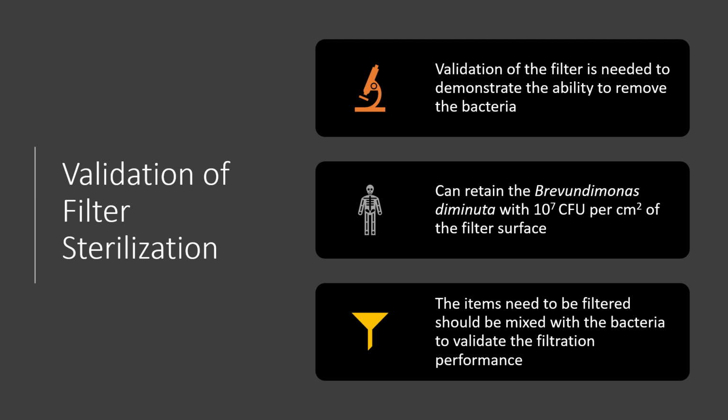Secondly, the filter's ability to retain specific bacteria is assessed. Brevundimonas diminuta, a commonly used test organism, is often employed to challenge the filter's performance. The filter must demonstrate its ability to retain Brevundimonas diminuta with a high bacterial load of 10^7 colony-forming units, CFU, per square centimeter of the filter surface. This rigorous test ensures that the filter can effectively capture and retain bacteria, maintaining the sterility of the filtered product.